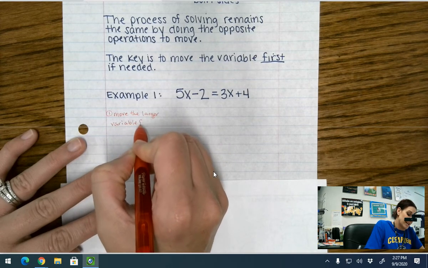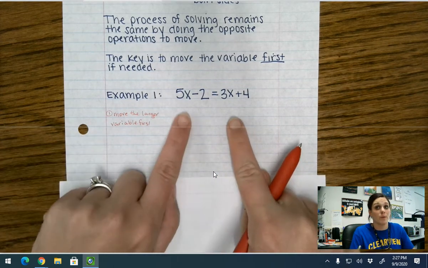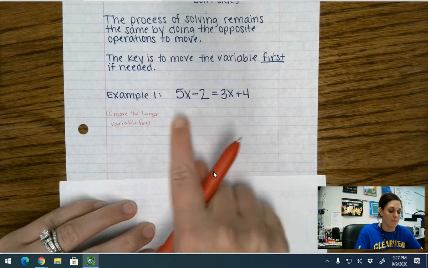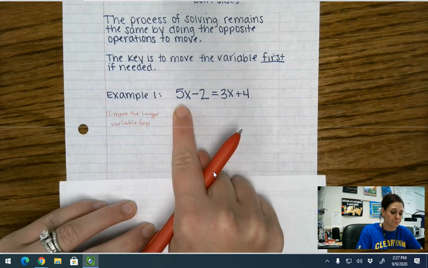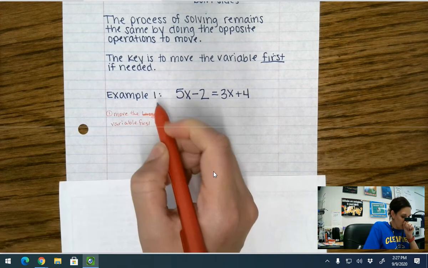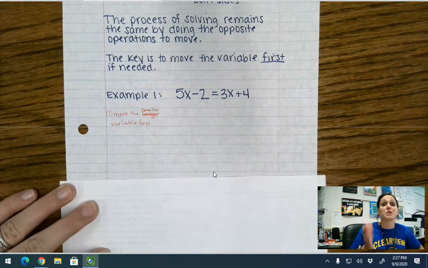Now understand this is only if there is a variable on both sides. You're going to see here an example too where that situation kind of changes. Okay, so we take a look. Oh, I totally butchered that. I'm sorry. We're supposed to move the smaller. That would have been silly. Sorry, I got ahead of myself there. We're going to move the smaller variable first.